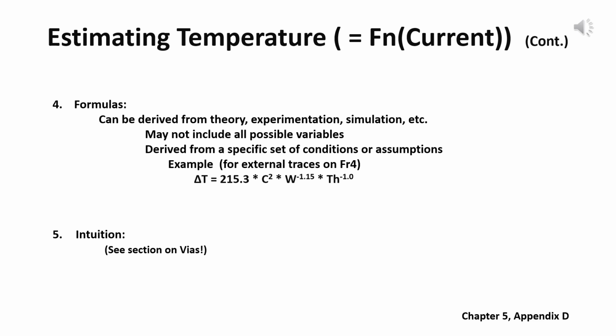But I did show you on a previous slide that using simulation, you can generate a set of curves that are specific to your set of manufacturing processes. If you have a set of curves like that, you can use regression analysis to develop your own internal formula that would be relevant for your processes. A fifth way of estimating temperature is by intuition. I will have more to say about that when we get to the section on vias.